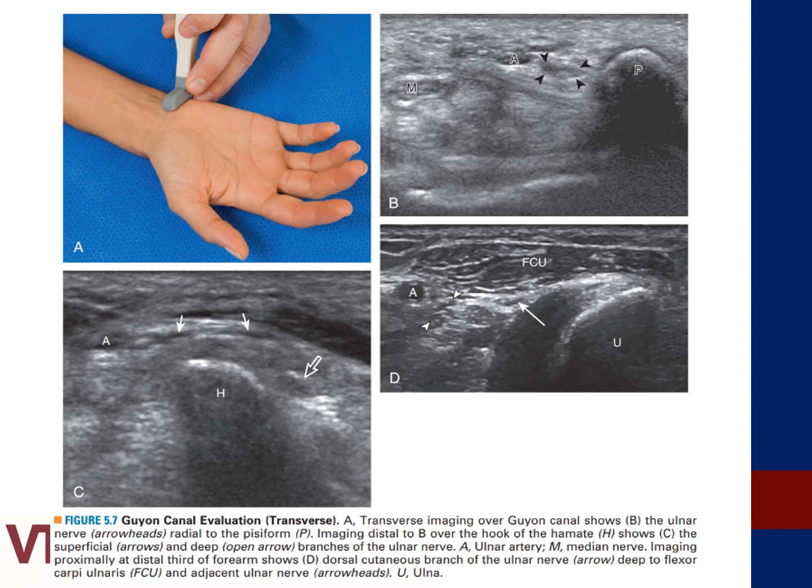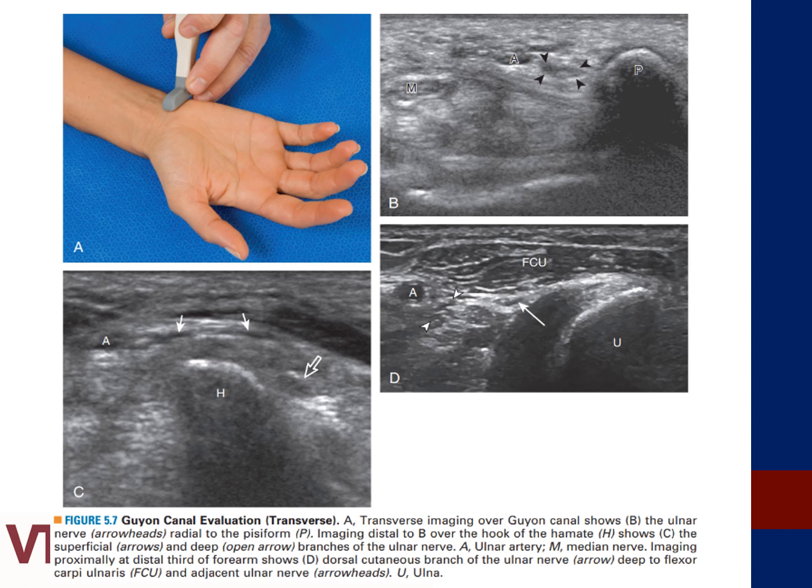Now, with regards to the other common entity of compression in the hand, we're going to be talking about Guyon's canal for ulnar nerve compression. There have not been studies done looking at the cross-sectional areas with regards to ulnar nerve compression at Guyon's canal. However, it is very important to utilize ultrasound if you are concerned that there is a mass, such as a ganglion cyst or another entity, encroaching on the canal, which is causing the symptoms that the patient presents with.